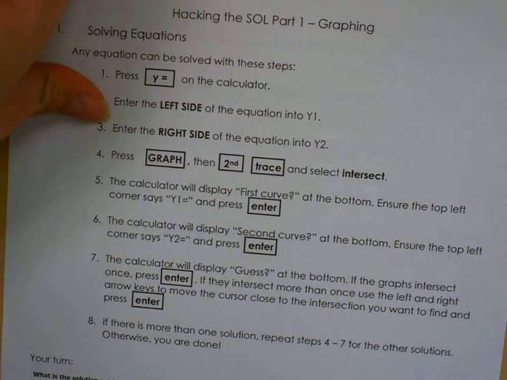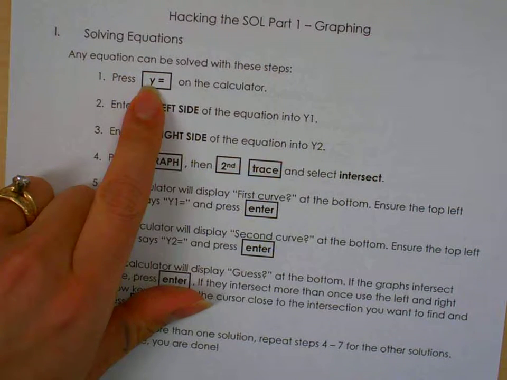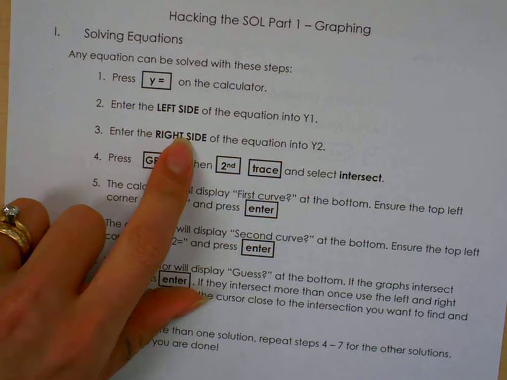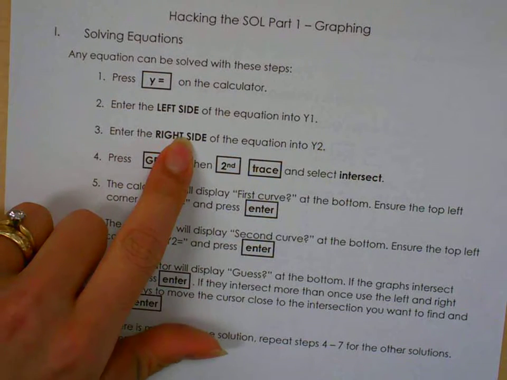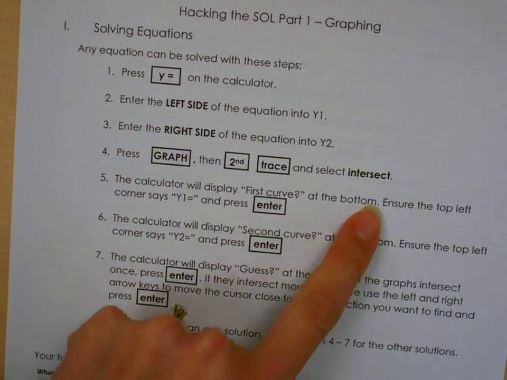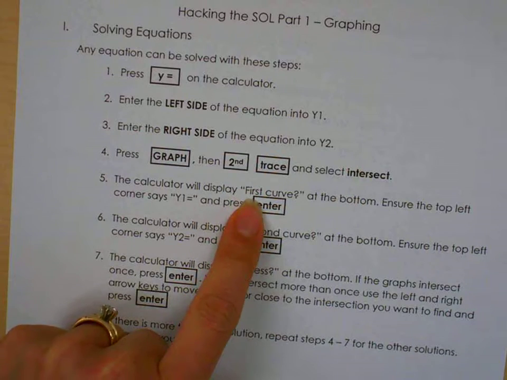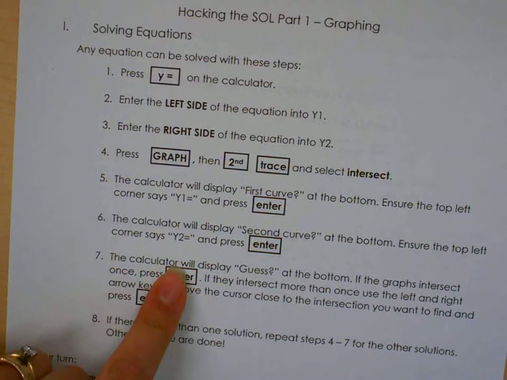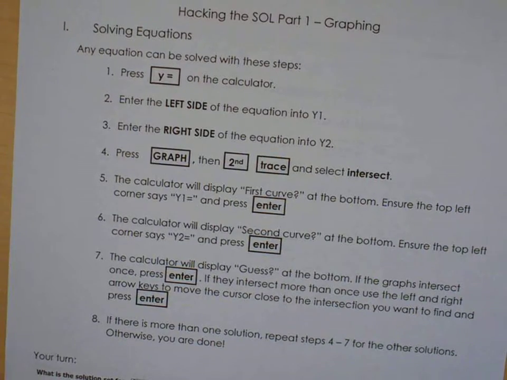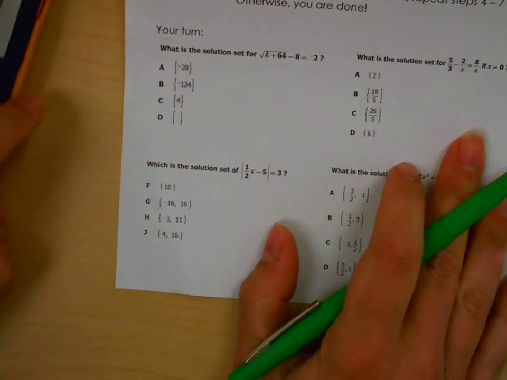So this is how it works. You're going to go to y equals on your calculator, put the left side of the equation in y1, the right side of the equation into y2. You're going to graph them, and you're going to find the intersection, so that's second trace, intersect. Pick the first curve, pick the second curve, press enter for guess, and then there's your solution. And if there's more than one solution, you have to do it twice. So let's take a look at what that means.